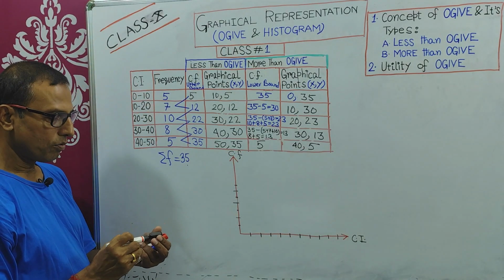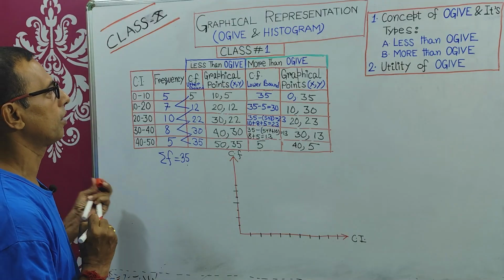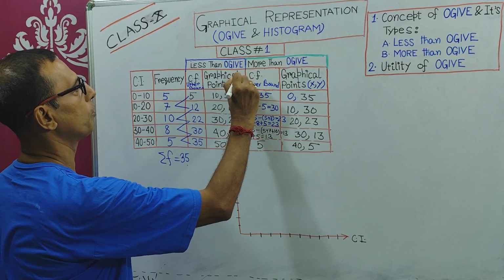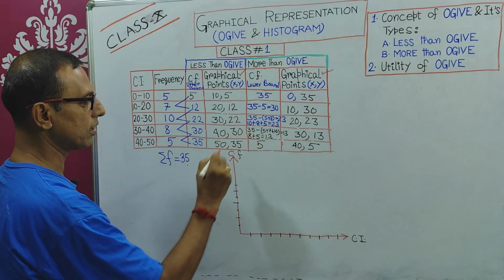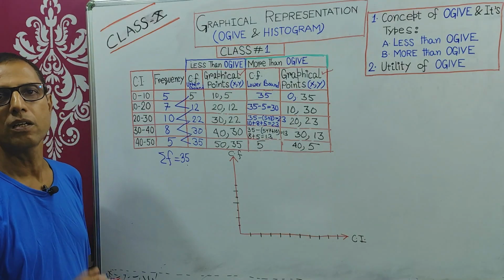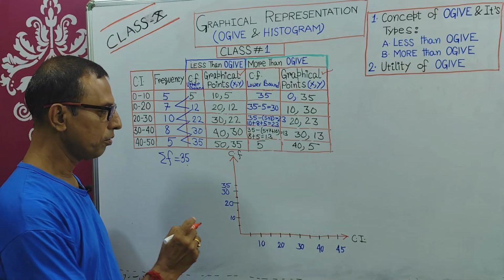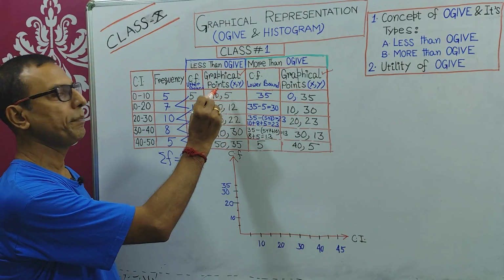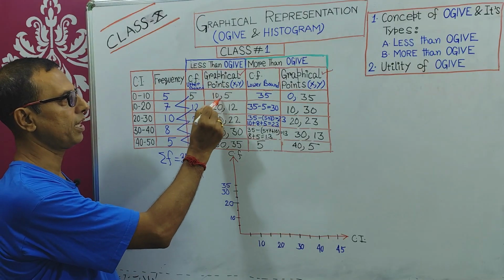So now we will just concentrate on these two columns, that is graphical points for less than ogive and graphical points for more than ogive. That is how we will plot it across the curve, and let's see how the curve looks like for less than ogive and more than ogive. So now let me plot the less than ogive graphical points first, that is 10, 5.